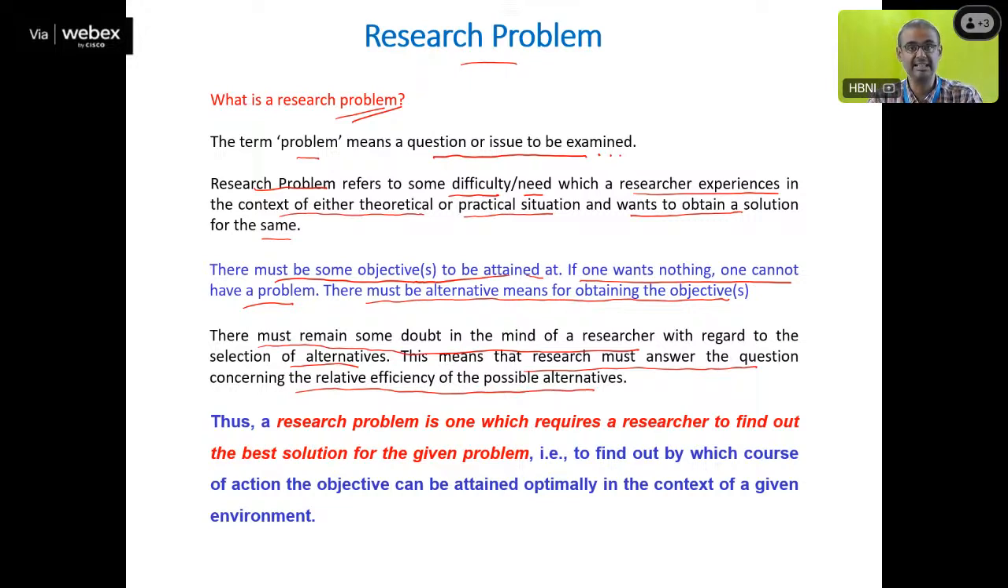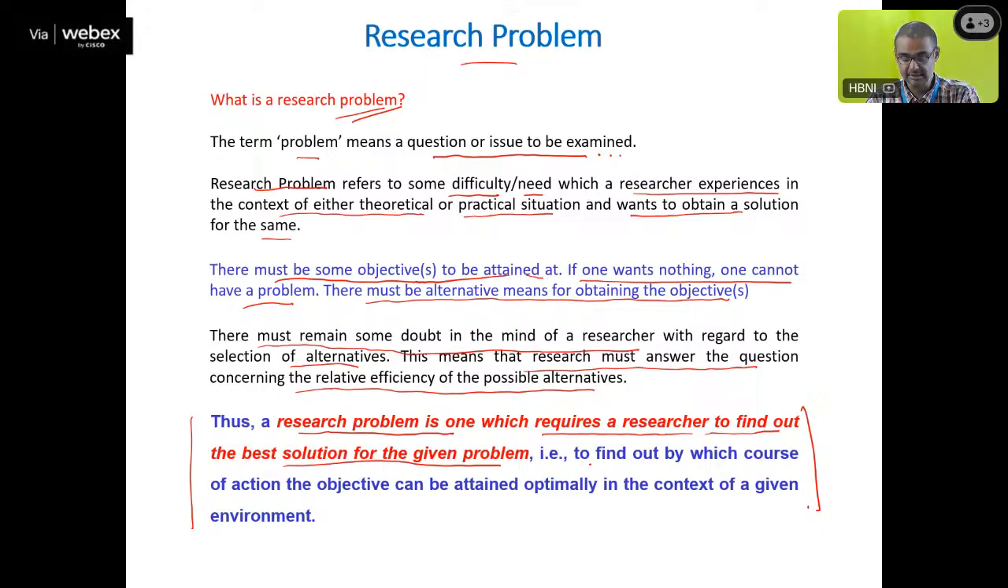The meaning given in the next bolded paragraph is that a research problem is one which requires a researcher to find out the best solution for a given problem. You have identified a problem, and there are multiple ways by which the objective can be solved. The problem can be solved, but you have to find out the best solution for that given problem. That is our task while doing research.